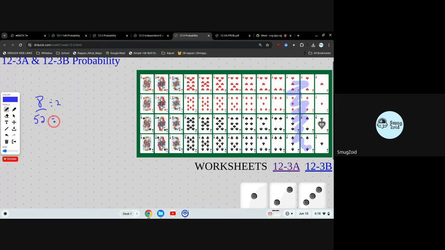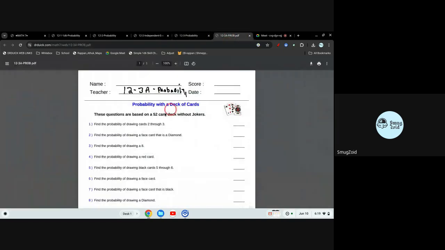Divide by 2, divide by 2. This is 4 out of 26. Divide by 2, divide by 2. Then it'd be 2 out of 13. Okay. As you can see, this is a really nice way of doing it because you got all the cards splayed in front of you, so you can see what you're doing here. And probably drawing a face card that's a diamond.